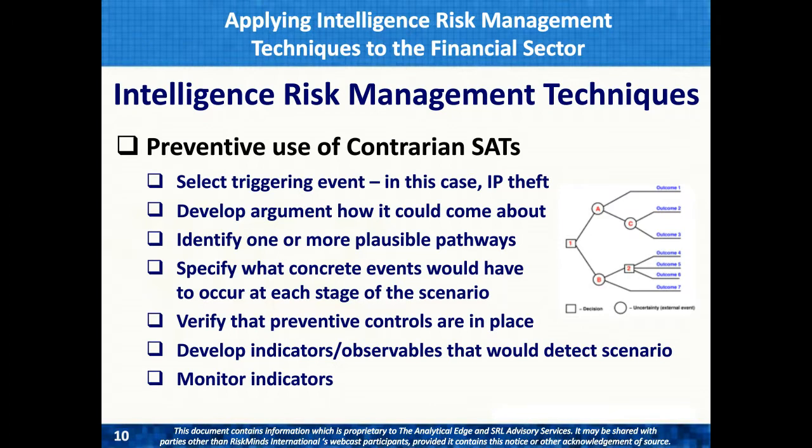So I've given you the triggering events, the things that they really didn't consider. And if you walk through the process, you begin walking an argument of how it could come about. And you can identify one or more plausible paths. The diagram to the right shows that it's not just one path to catastrophe, there could be multiple. And you specify what concrete events would have to occur at each stage of the scenario. Now, I want to stop and talk about those for just a minute.